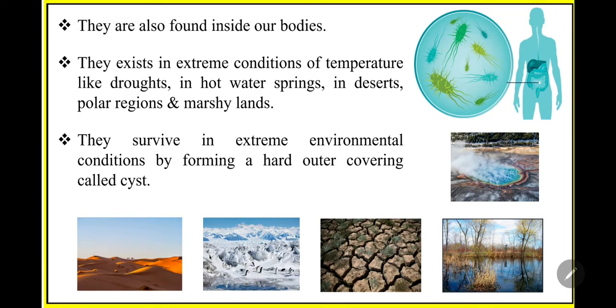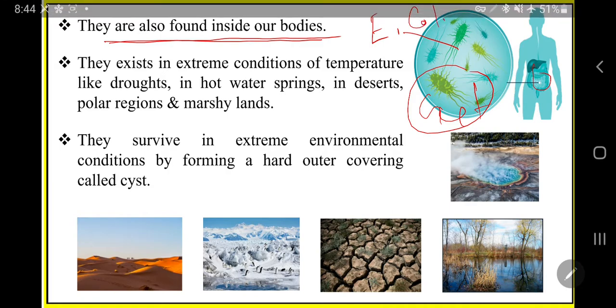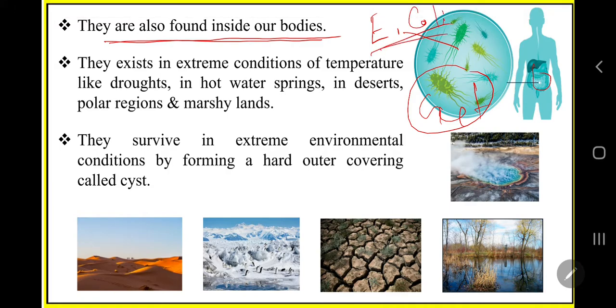They are also found inside our bodies. Now this is a bit interesting. You can find microorganisms inside our body also. For example, in our stomach and gut there is bacteria. Which bacteria is present here? You will find E. coli. E. coli means Escherichia coli. It is a bacteria you will find inside our stomach. They are also beneficial to human beings. That's why it is present inside our body.